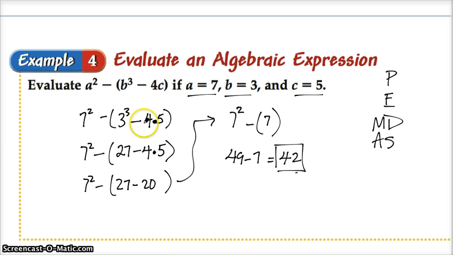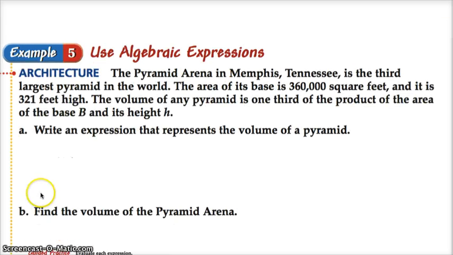Let's go ahead and look at this next guy, example 5. So we're going to use an algebraic expression in this problem. Let's pay attention to the information given. The Pyramid Arena in Memphis, Tennessee is the third largest pyramid in the world. The area of its base is 360,000 square feet and it is 321 feet high. The volume of any pyramid is 1/3 of the product of the area of the base, which we use capital B for, and its height.